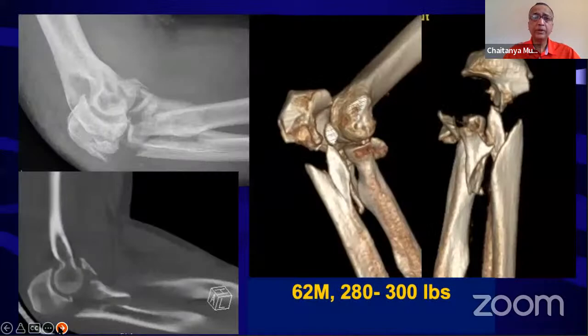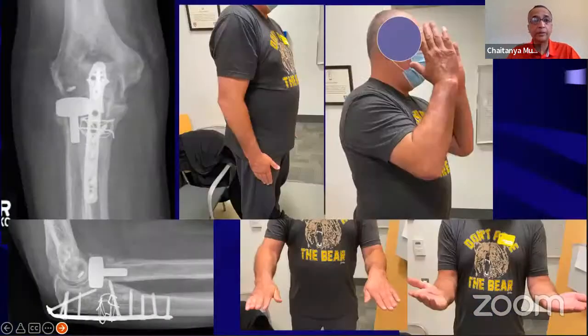Now, finally, I'm going to give you some special considerations that we come across here in this country, and I don't know how many of these you'll see in India. But patients who are fairly large. Now, here's this person who weighs anywhere between 280 and 300 pounds, and he is just muscular and very stocky. This is a high energy injury because he fell from a height of about 15 feet. You can see the comminution, and the fracture geometry is exactly what we'd expect.